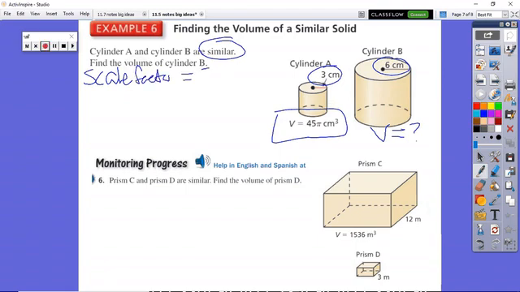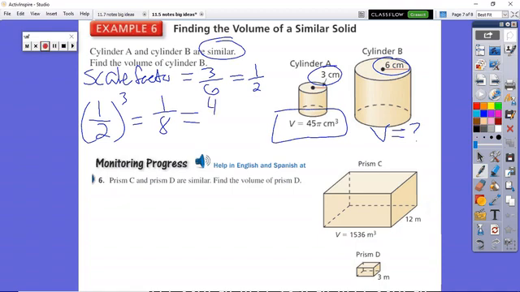Your scale factor is 3 to 6 or 1 to 2. Then you take that and you cube it to get how your volumes relate. You've got to cube it because you're missing a volume, so you want to use the volume ratio. Now you can use that to set up a proportion. You know the small volume, so put that on top, and you're missing the larger one. When you cross multiply, 45 times 8 is 360 pi. So that's the volume of your larger.